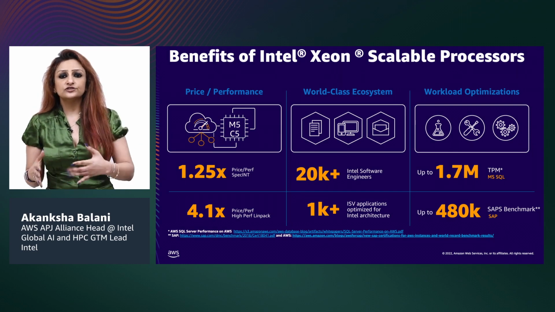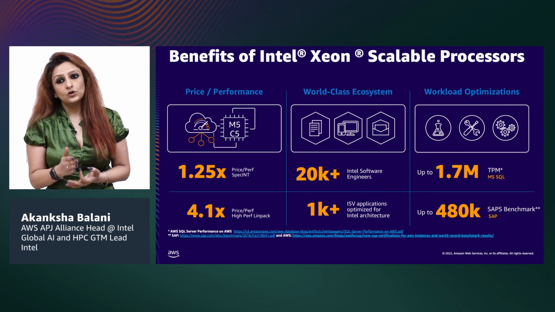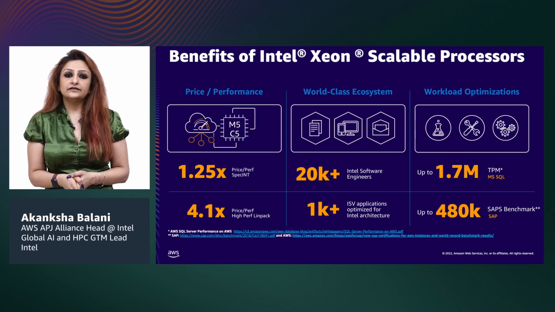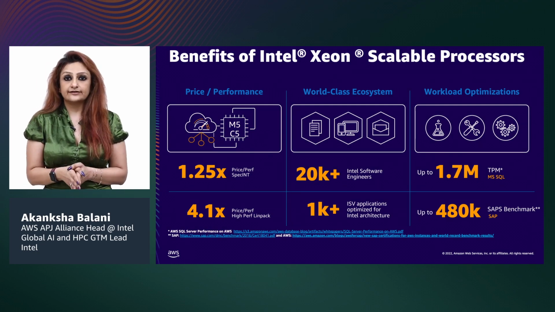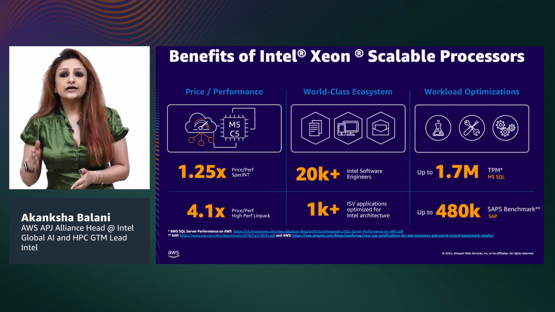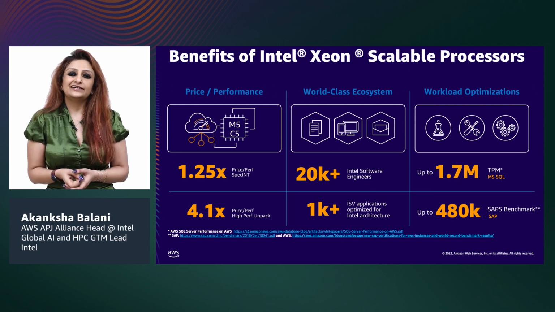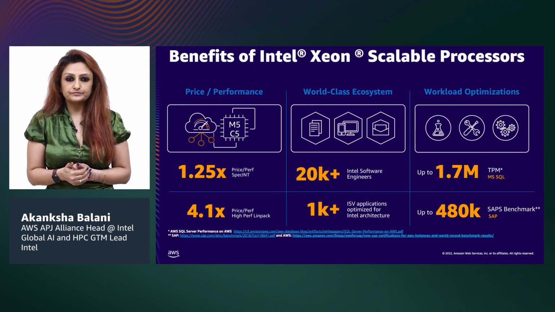So each new version of VMware, Microsoft Windows, Microsoft SQL, Oracle, SAP are all optimized and validated to work on past, present, and future Intel architectures. This allows you to focus on your business and not on revalidating your architecture when transitioning onto AWS Cloud.